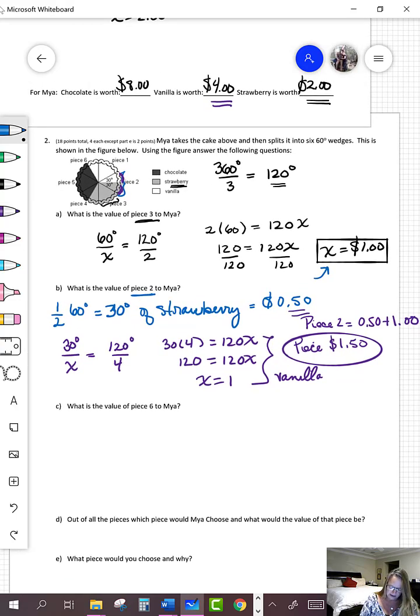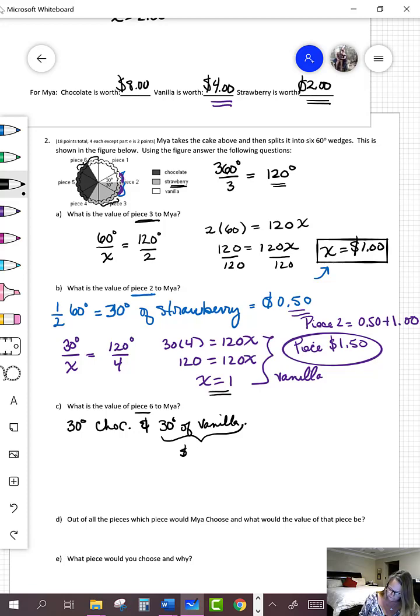Okay, so now we want to look at piece 6. So let's go up here and see what piece 6 is made of. Looking at piece 6, we have 30 degrees of chocolate, and we have 30 degrees of vanilla. Well, we just saw from above that this 30 degrees of the vanilla was worth $1. So now we want to figure out what is 30 degrees of the chocolate.